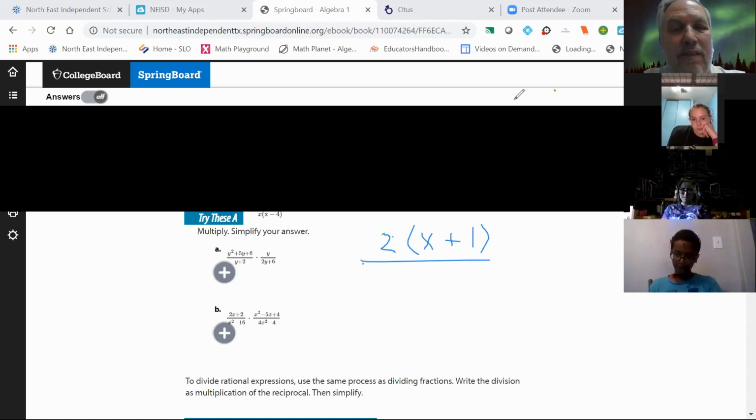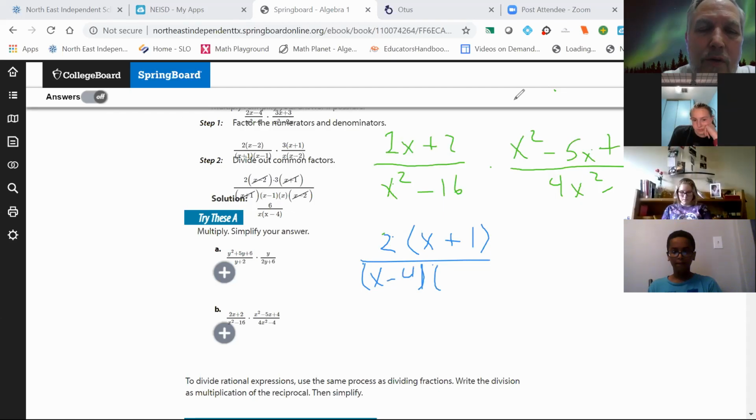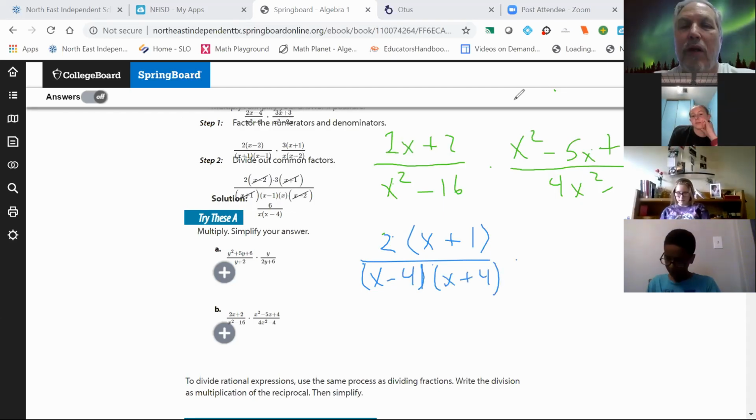X squared minus 16, it does not have a greatest common factor, but it is a difference of squares. And we know that a difference of squares is going to simplify to x minus 4, x plus 4. We're going to look at the x squared minus 5x plus 4.